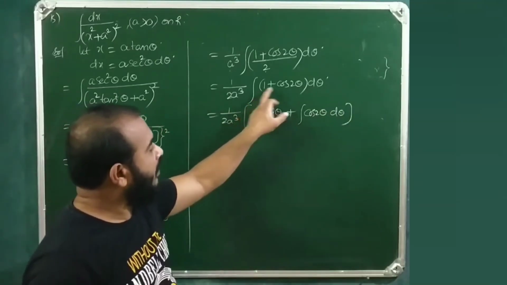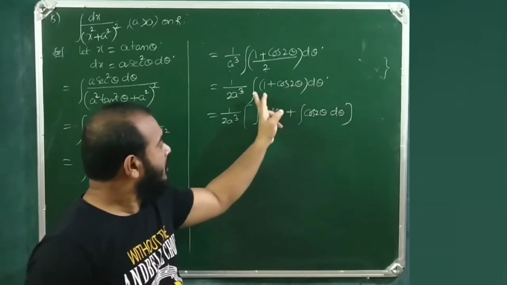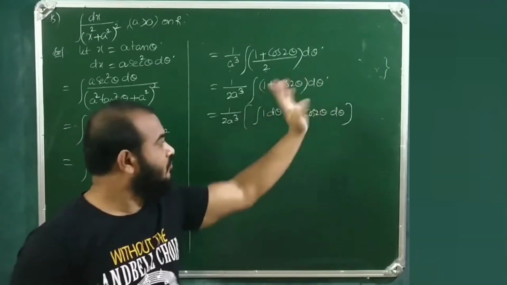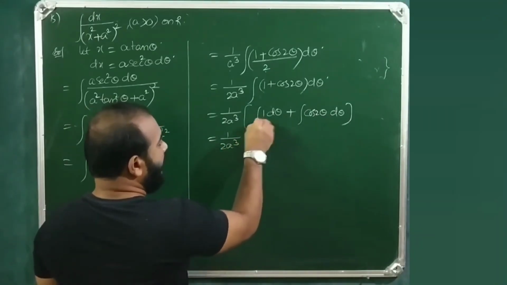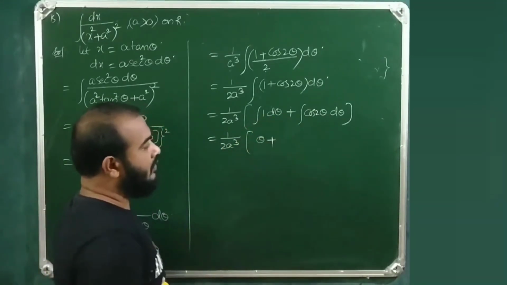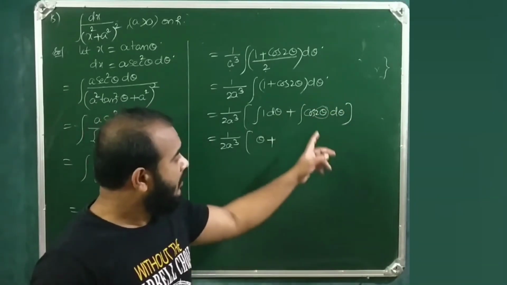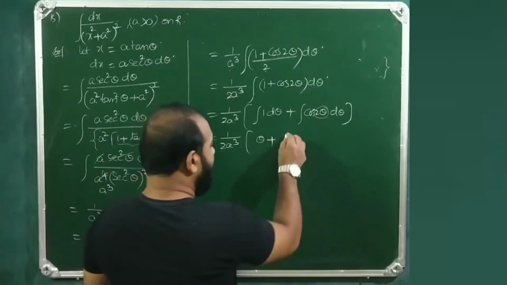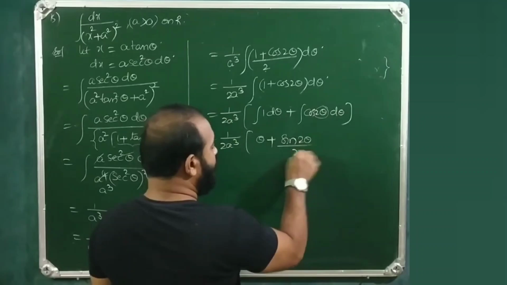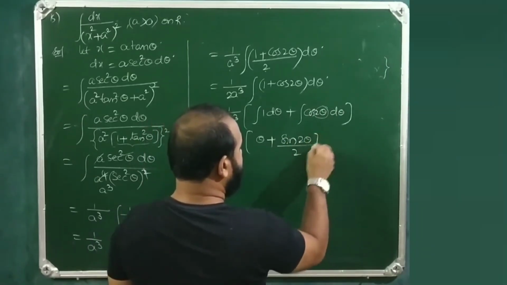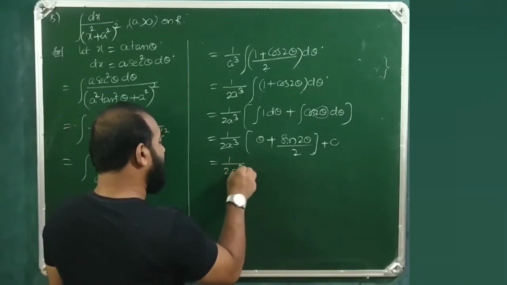So here we have two functions, so integration is distributed to both these functions. 1 by 2a cube, integral 1 d theta is theta, plus, integral cos theta is sin theta. So sin of 2 theta divided by d by d theta of 2 theta, which is 2, plus constant of integration c. So 1 by 2a cube.